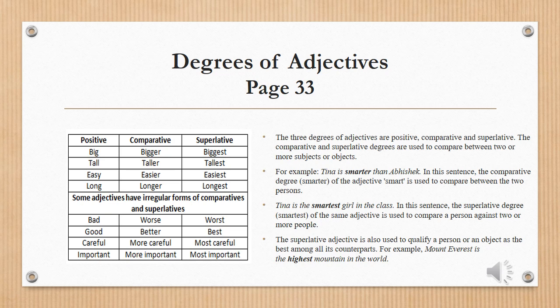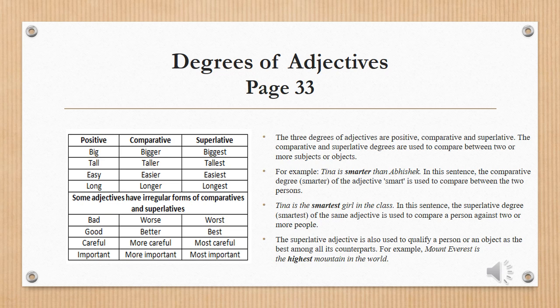Some adjectives have irregular forms of comparatives and superlatives. For example, bad becomes worse and worst. Good becomes better and best. Careful becomes more careful, most careful. Important becomes more important, most important.